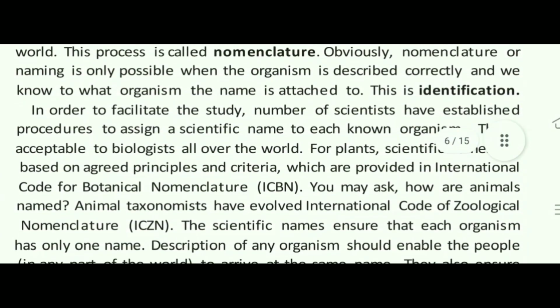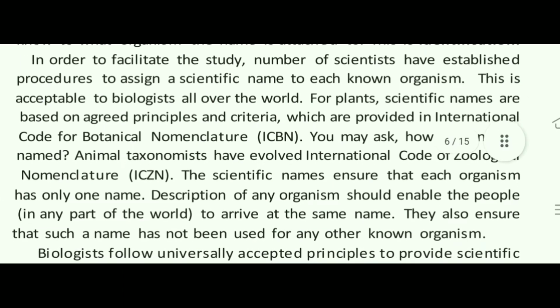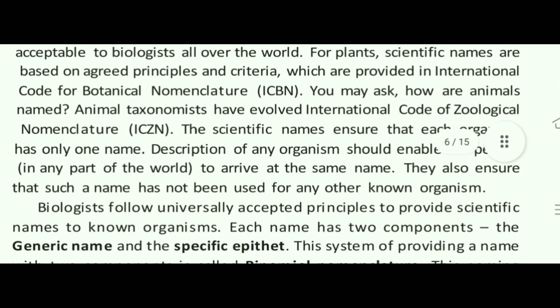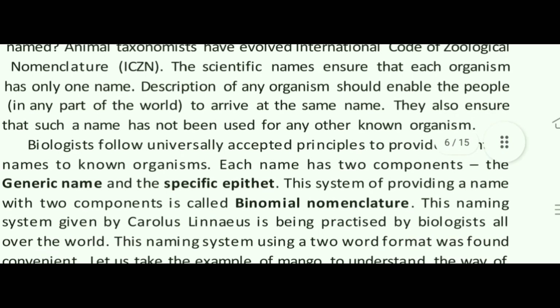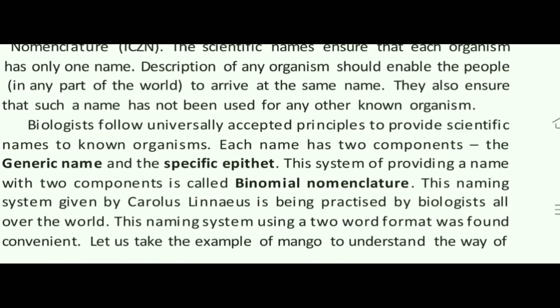Obviously, nomenclature or naming is only possible when the organism is described correctly and we know to what organism the name is attached. This is identification. In order to facilitate the study, a number of scientists have established procedures to assign a scientific name to each known organism. This is acceptable to biologists all over the world. For plants, scientific names are based on agreed principles and criteria which are provided in the International Code for Botanical Nomenclature (ICBN). You may ask, how are animals named? Animal taxonomists have evolved the International Code of Zoological Nomenclature (ICZN).